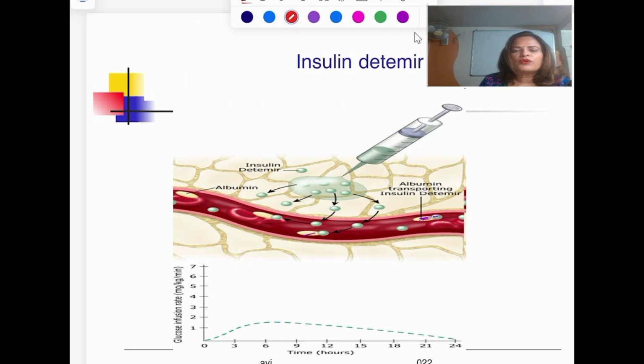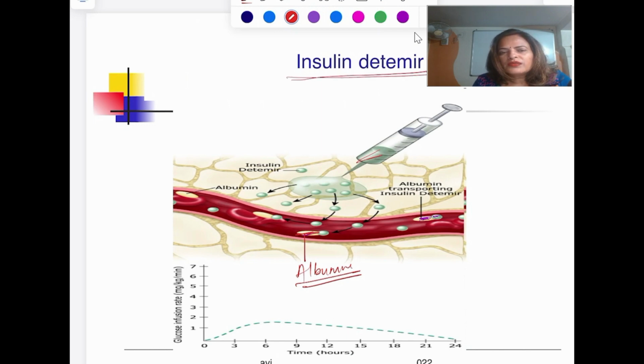With the detemir, what happens? The one fatty acid that is attached, with the attachment of the fatty acid, what happens? If you are going to give this insulin, it is going to bind with this albumin molecule, and it gets attached with the albumin. And with this albumin, once it is attached, then from this insulin, it is released slowly. So this is going to make this insulin also long acting.